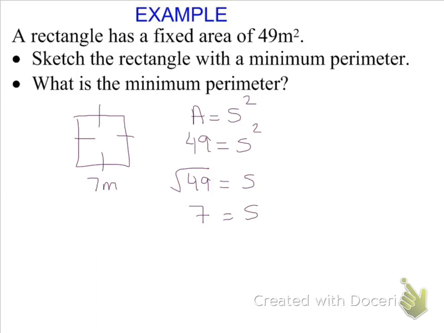Now, what is the minimum perimeter? Well, perimeter is just adding up all 4 sides, so 7 plus 7 plus 7 plus 7, or you might just want to say 7 times 4, because there's 4 of them, so that equals 28 meters, not meters squared, because now we're dealing with perimeter.